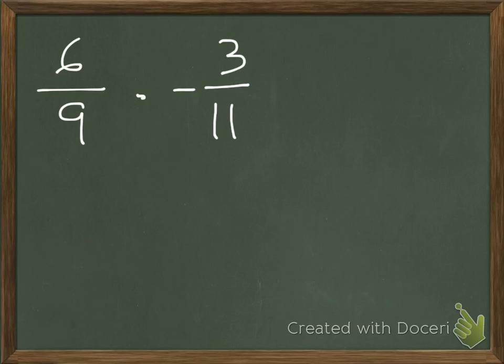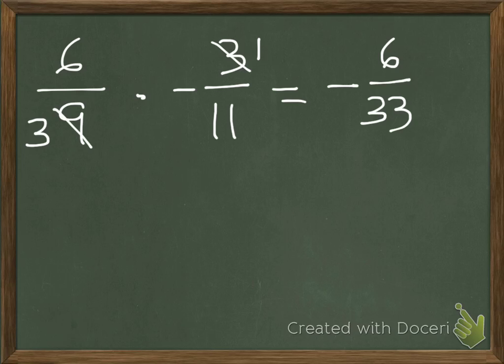Here, again, we have 1 negative and 1 positive, so this is going to give us a negative answer. I can write that so I don't forget. Then I'm going to see if I can simplify. I can simplify the 3 by dividing by 3, and the 9 by dividing by 3. So I'm left with 6 over 33. And actually I can simplify this a little bit more by dividing by 3 to get negative 2 over 11. And that would be my final answer.